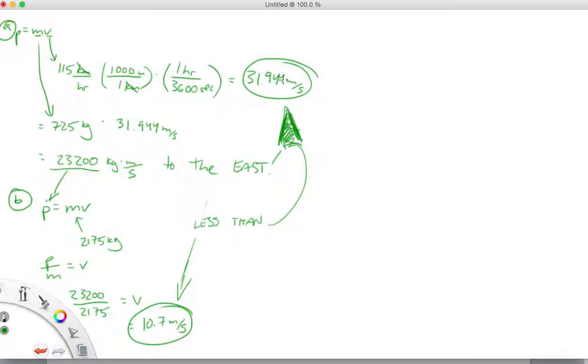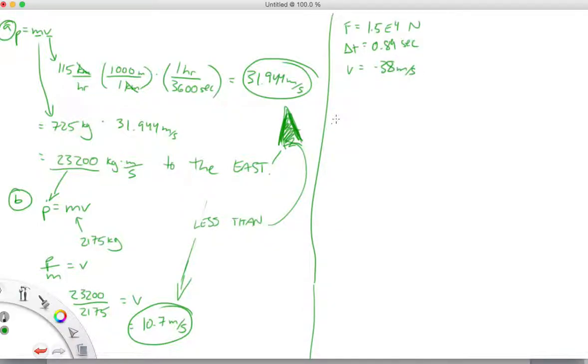So let's do a different problem. Let's do number 2 real quick. That was number 1. This is practice problem number 2. It says a baseball is hit with a force of 1.5 times 10 to the 4th newtons for 0.89 seconds. So the force is 1.5 times 10 to the 4th newtons. The delta t, change in time, is 0.89 seconds. Great. The baseball's originally going in the negative direction at negative 38 meters per second and has a mass of 0.145 kilograms.